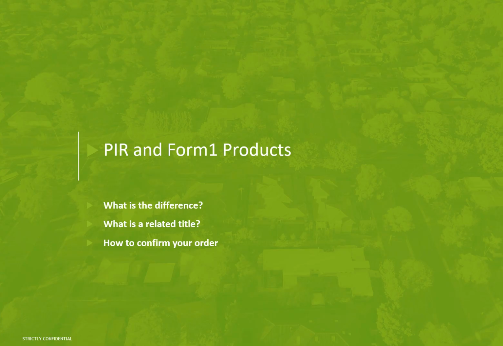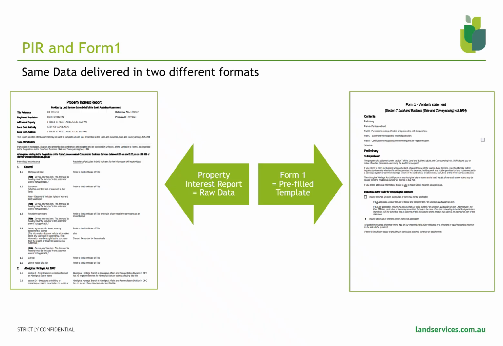Now we will go over the difference between a PIR and Form 1s, what is a related title, and how to confirm your order. Property interest reports and Form 1 templates are the same data, delivered in two different formats. This is commonly used in property transactions to disclose relevant interests and obligations to potential buyers, and information necessary for the completion of a vendor's statement.